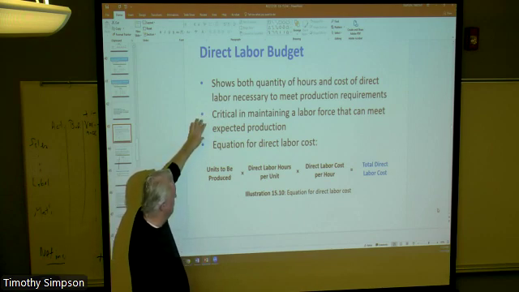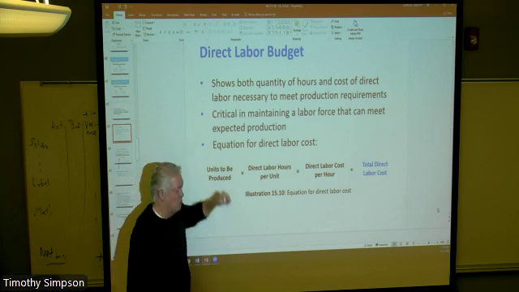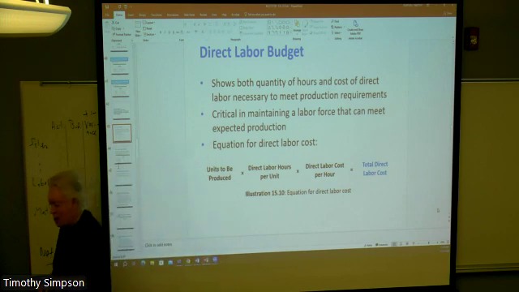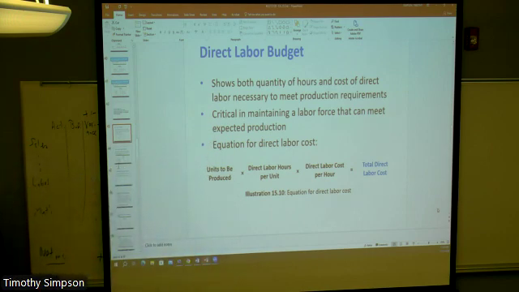And this is interesting here. It talks about maintaining a labor force that can meet expected production. And again, I talk about this thing called slack, that we don't want the labor force to be so thin that we are unable to meet our existing production and sales obligations. Because what happens then? Then we have to go get labor. We have to pay extra for it. We have to get temporary labor and pay way more, usually, than the prevailing wage of employees sometimes. Or we have to pay overtime.